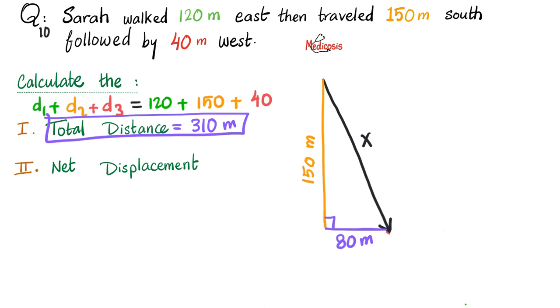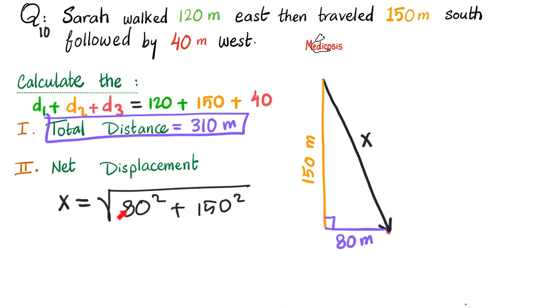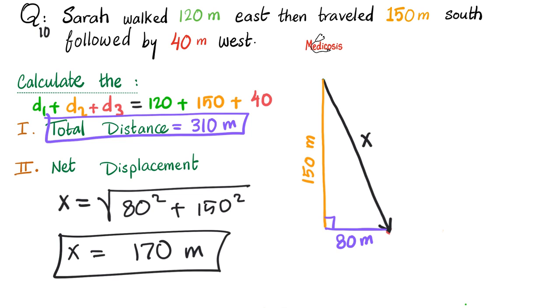Let me erase everything else. And just like magic, you have a new triangle. We're trying to find the displacement, or x, Pythagoras baby. It is the square root of 80 squared plus 150 squared. Or if you have memorized my Pythagorean triples, remember 8, 15, and 17, or 80, 150, 170. X equals 170 meters, and this is the net displacement.